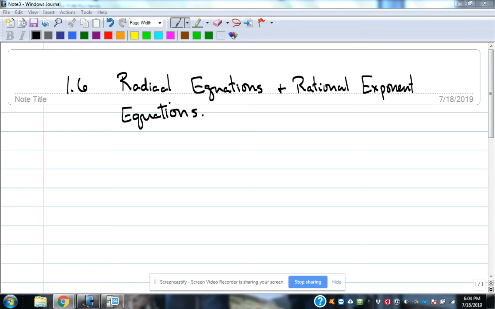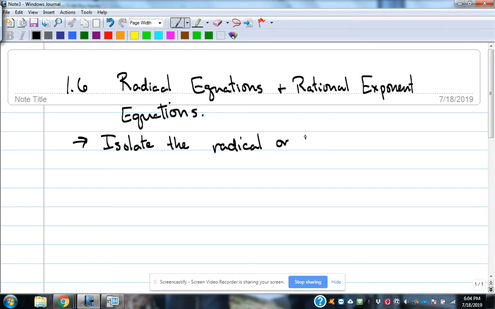We'll start with radical equations that we don't convert to rational exponent equations first, and talk about how to solve those, and then we'll transition over into ones that have a rational exponent in the problem to deal with. So the key to solving both of these types of equations is to isolate the radical or the rational exponent.